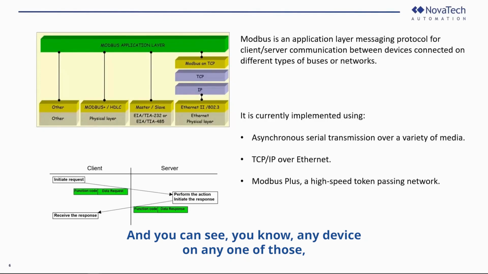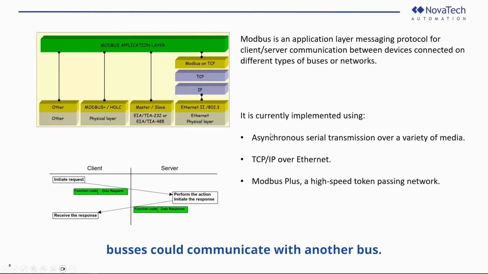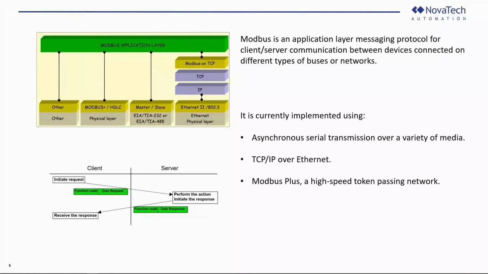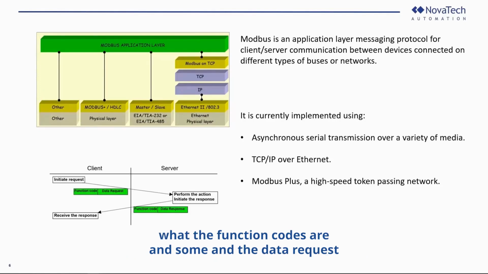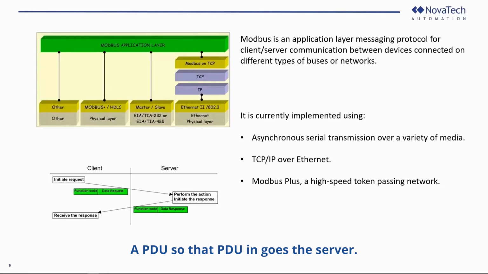And you can see, any device on any one of those buses could communicate with another bus. It is, like I mentioned, a client-server protocol. So you initiate a request. You can see in the request, there's a function code, and we'll get into what the function codes are, and the data request. That part of the message is called a protocol data unit, a PDU.